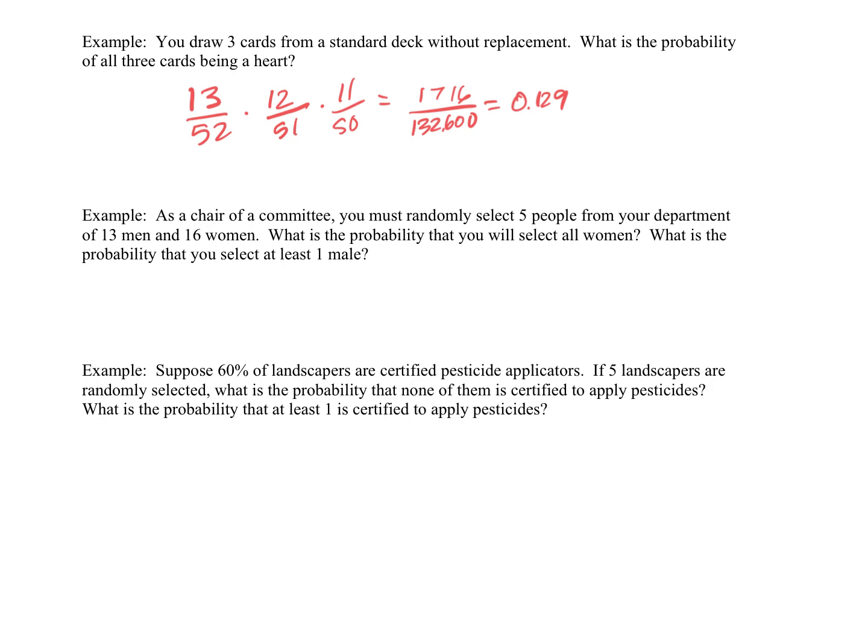You must randomly select 5 people from your department of 13 men and 16 women. What is the probability that you will select all women? What are your thoughts? 16 out of 29 for the first person, right? Then 15 out of 28, because you've got one less person. Then 14 out of 27, 13 out of 26, 12 out of 25.